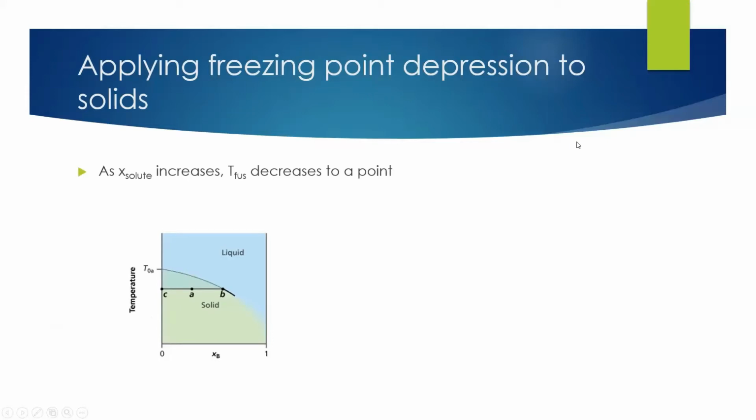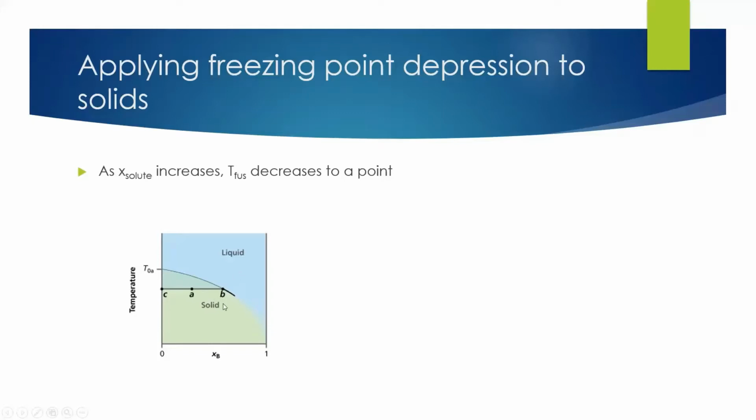We can also apply freezing point depression to solids. So we can imagine what happens when we have a solid here. And when I'm saying solid, I mean something like a metal. So if we have a metal, these metals also have melting temperatures. And it turns out if we make a mixture of 2 metals, we can change the melting temperature. So in general, we'll have a melting temperature of 1 metal. And as we increase the mole fraction, so as we add in some other substance there, we can cause that melting point to decrease.